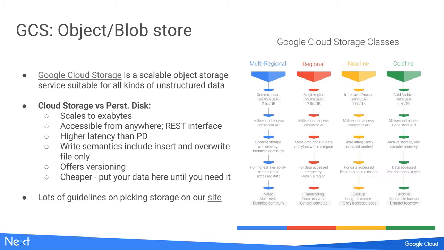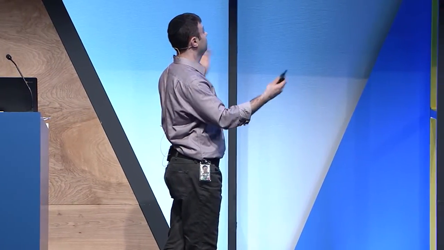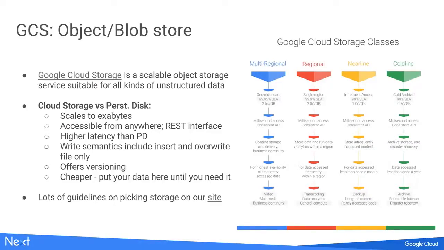All right, but how is this different than persistent disk? So latency is higher. On the flip side, you can store a lot of data. This scales to exabytes, whereas persistent disk, as I mentioned before, scales to 64 terabytes. Unlike persistent disk, it's available from anywhere in the world. You can use the REST interface over HTTP just to request the files you need. Persistent disk has to be attached to a GCE VM. Obviously, you can expose it from there, but inherently, it's attached to a GCE VM. It's higher latency, like I mentioned.